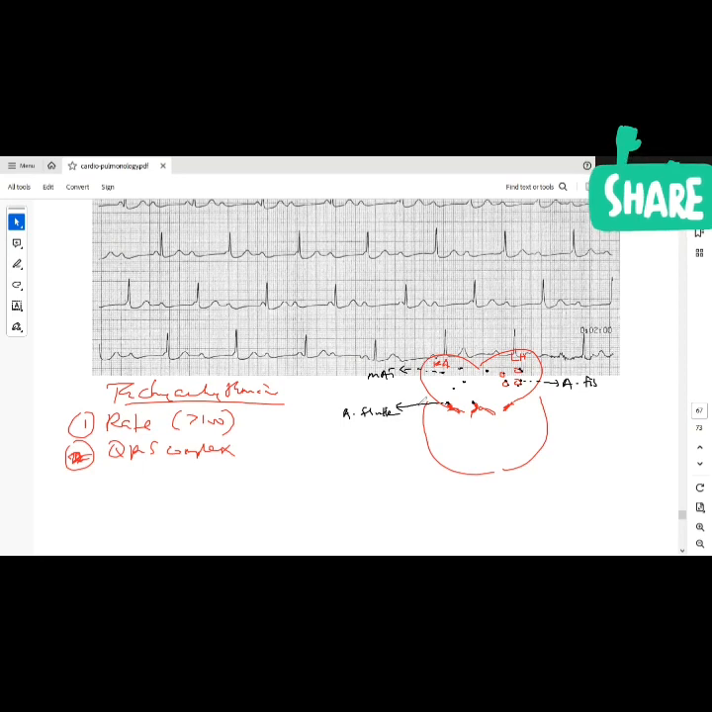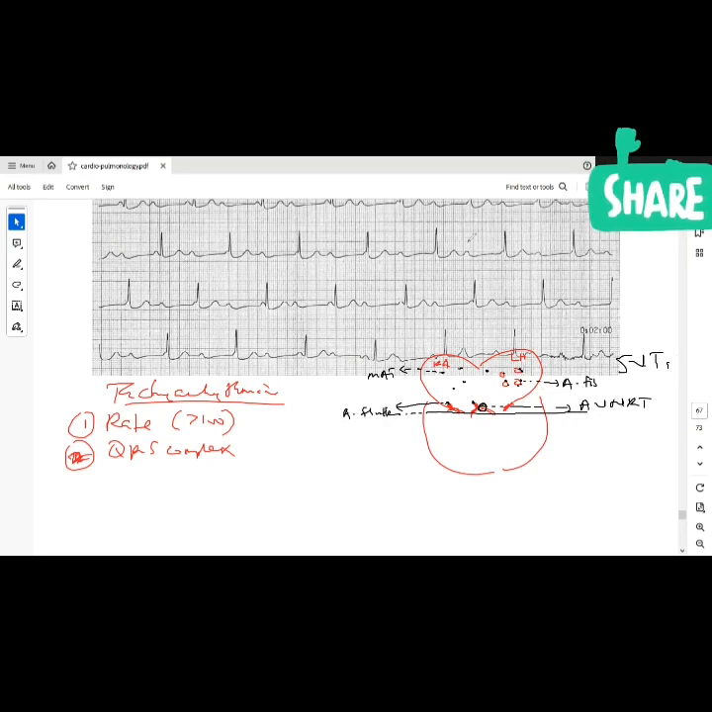And then this is my AV node here. Sometimes the focus can originate in the AV node itself. We call that the re-entry circuit, and this is going to be AVNRT, atrioventricular nodal reentrant tachycardia. What are all these called? They are all called what? SVTs. Does this make sense? All originating above the ventricle somewhere.